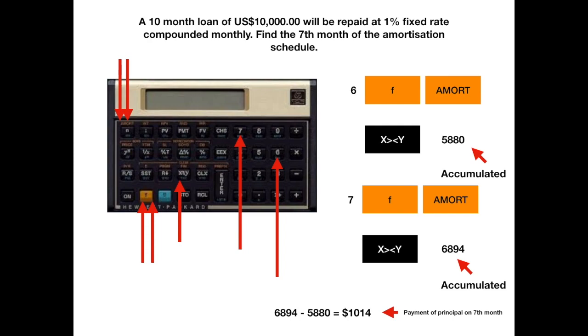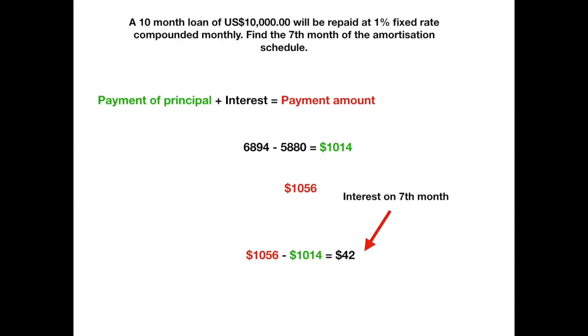So what do we do? We do a little algebra. We simply subtract and find the difference between the accumulated on the 7th month and on the 6th month, which must result in what was the payment of principal on the 7th month, right? So there we go. We got $1,014. We got two variables now, right?